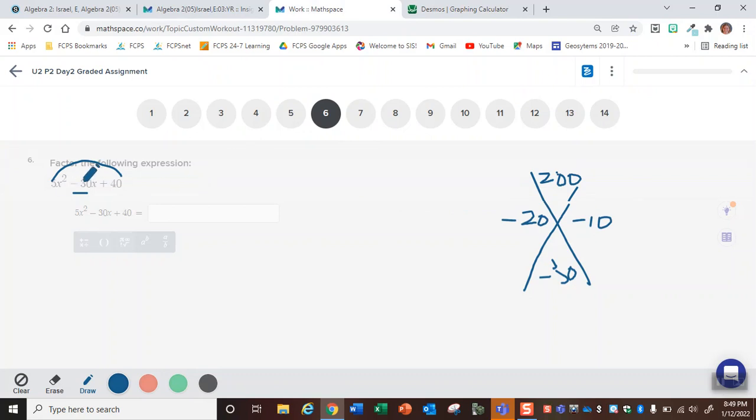All right, so I'm going to keep the first term the same. So I've got 5x squared minus, and then now I'm going to make this negative 20x minus 10x. And then I'm going to use this last one the same, plus 40. Now I've got 4 terms. I'm going to do my grouping.